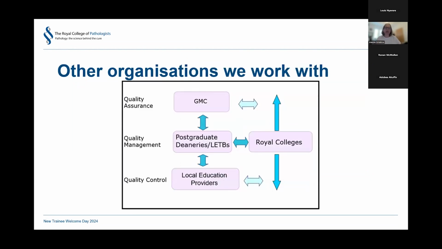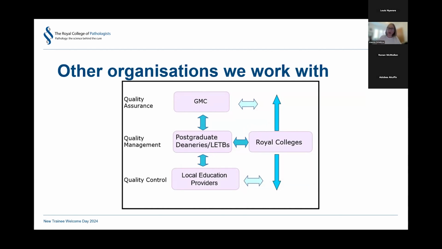Just a little bit as well about some of the other organisations that we work with. And again, this also equally applies to other colleges too. So in terms of postgraduate training, assessment and examinations, all of us are regulated by the General Medical Council. We can't make any changes to our curricula, our assessment systems, our examinations, unless the GMC have reviewed those changes and ensured that they meet their standards.